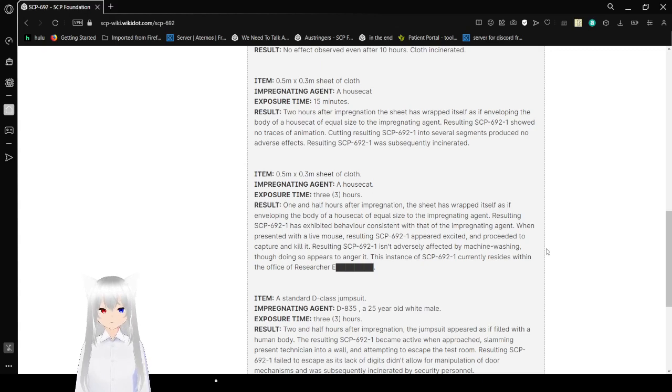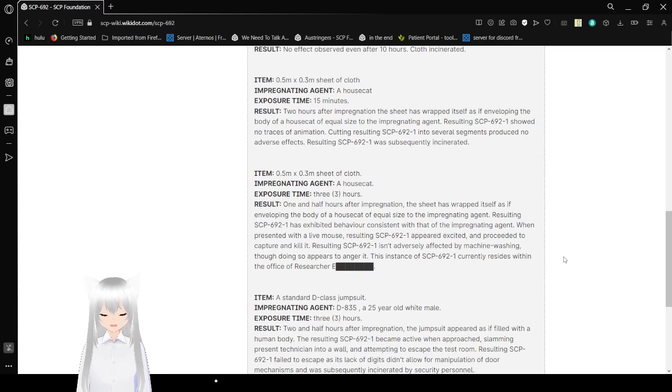Item: 0.5 meter by 0.3 meter sheet of cloth. Imprinting agent: a house cat. Exposure time: 15 minutes. Result: 2 hours after imprintation, the sheet has wrapped itself as if enveloping the body of a house cat of equal size to the imprinting agent. Resulting SCP-692-1 showed no traces of animation. Cutting the resulting SCP-692-1 into several segments produced no adverse effects. Resulting SCP-692-1 was subsequently incinerated.